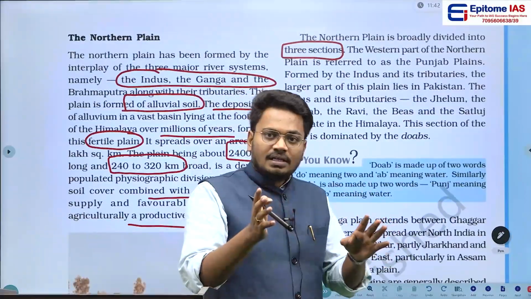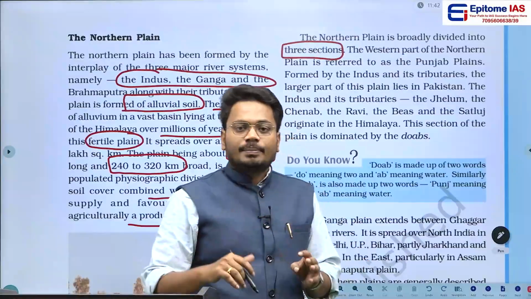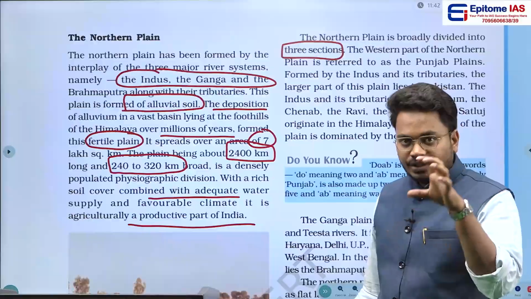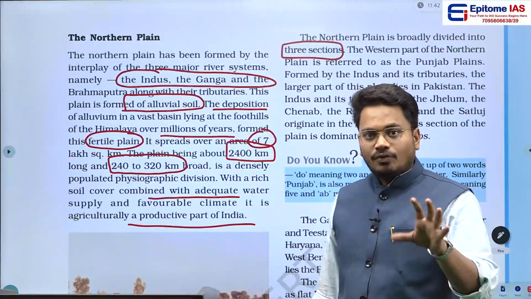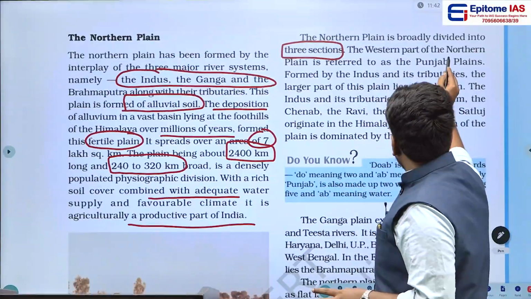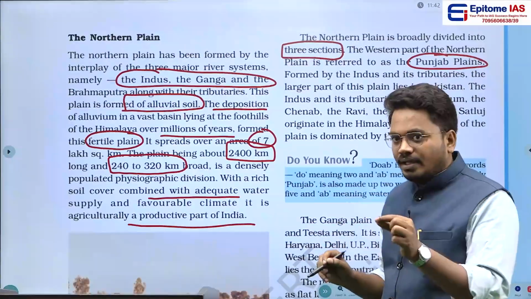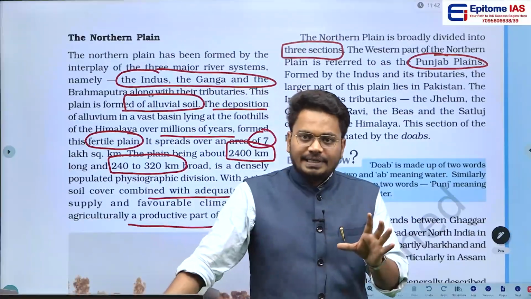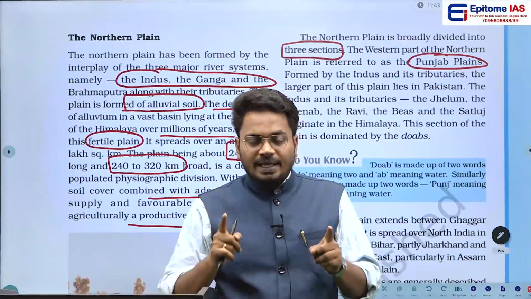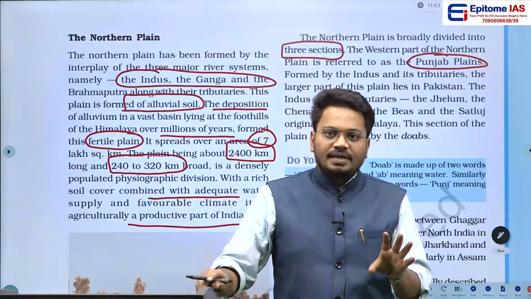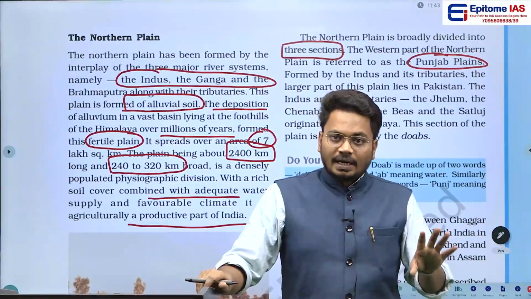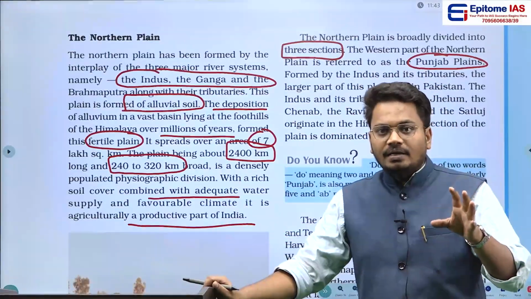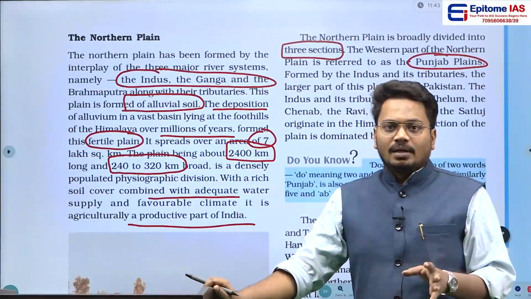The first section is the western part of these northern plains, right. So, what is the name which we are giving to this westernmost part of the northern plains? The name is Punjab plains. Why are we giving the name Punjab plains? Because this westernmost part of the northern plains is present in the Punjab region, right. And if you see these western plains, the majority of them are right now present in Pakistan.